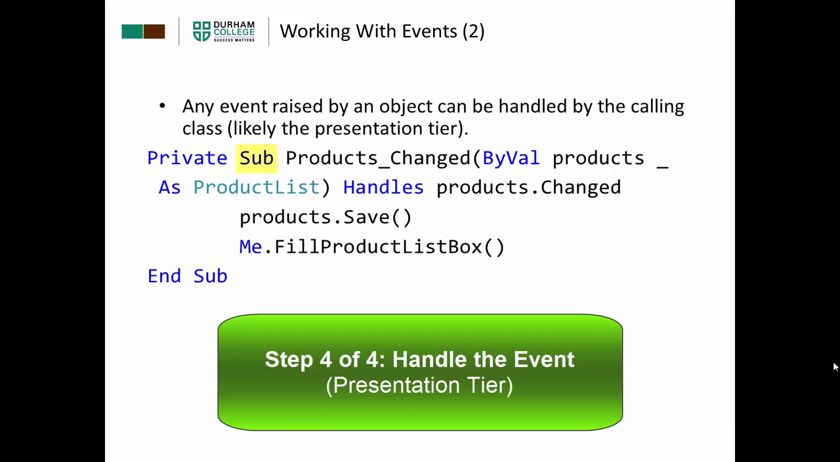So this is a sub, just like you would have for a button calculate being clicked. You can see here it handles an event called products.changed, and so that's handling the changed event of the products class. So anytime the changed event is raised, it's going to take these steps, and in this case it's just saving products and doing something called me.fill product list box, which we don't actually have here, but that's irrelevant.